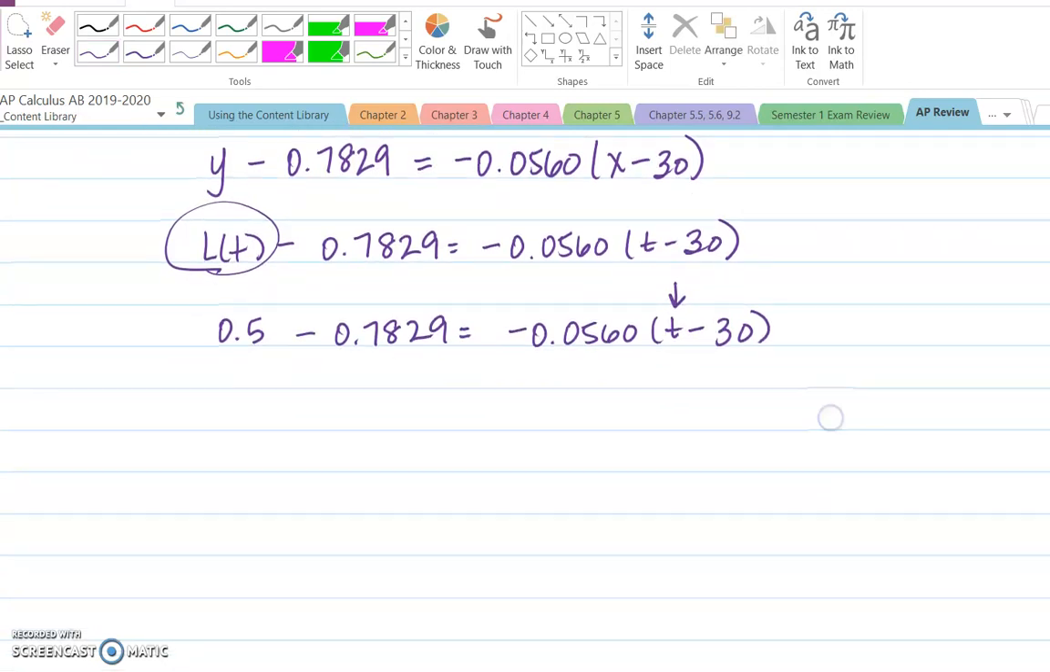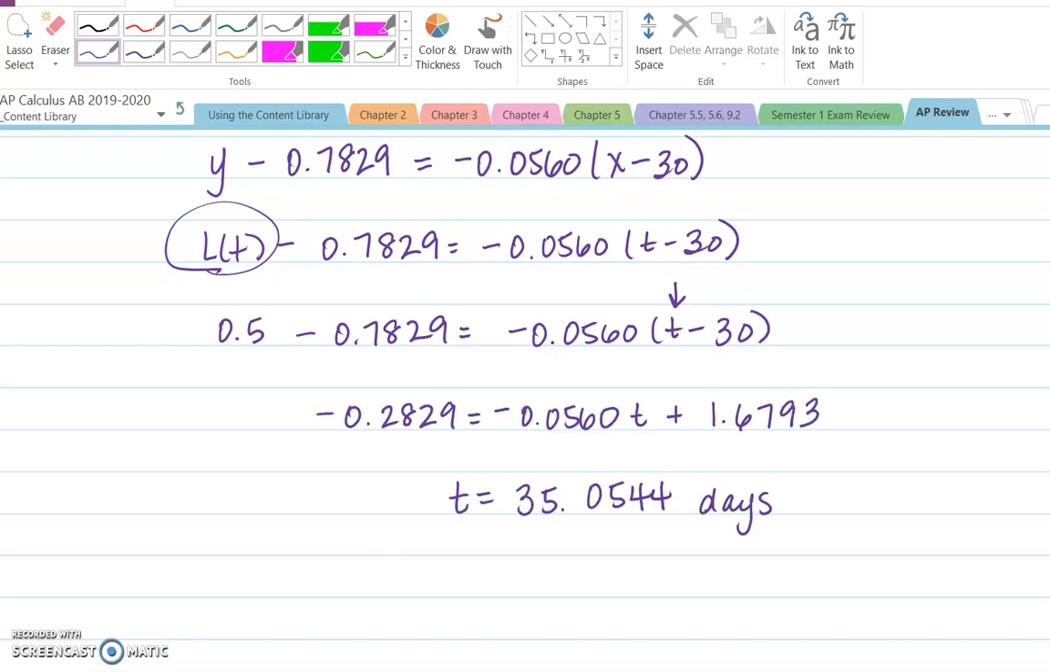I'm going to do that, and I want you to try to do that on your own. And remember to use your stored values to come up with the most accurate answer. So my final answer is 35.0544 days, and that's using the stored values. And that is more accurate than if you'd done some rounding here at the beginning of the problem. So that's it for page 8.